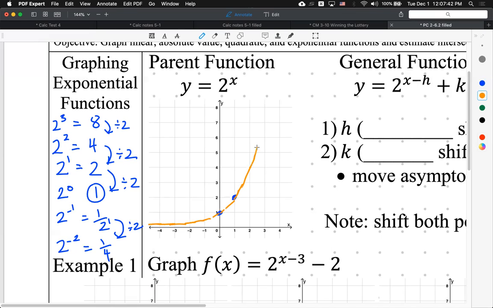That comes out through here. There is your parent function that you need to have down. So you will always have the point 0, 1, and you'll always have the point 1, 2, because I'm making the base the same. Those 2 points are always going to be the same steps over and over again.